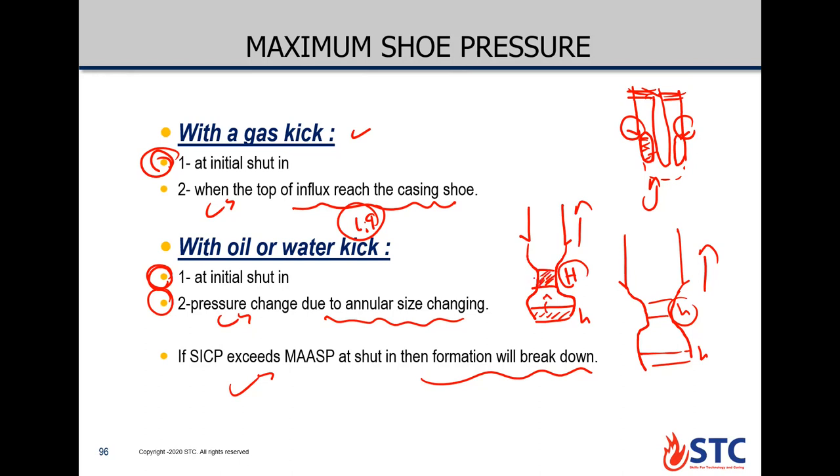What's the point? Yeah, thank you. Okay, once passing the narrower area, it will decrease again when reaching the wider area like this. So back again to H small, the casing shoe pressure will decrease again. So while dealing with liquid influx, it depends on the annulus area.